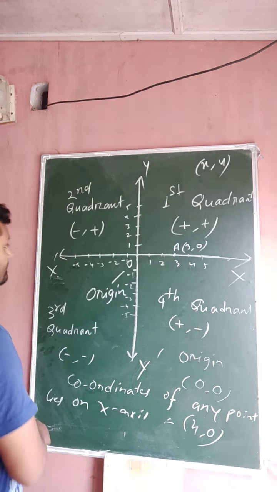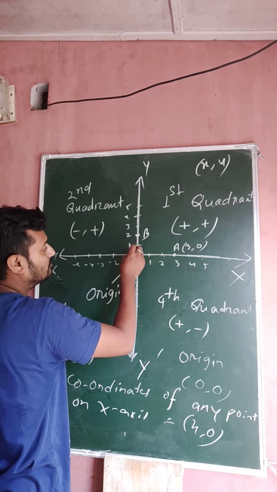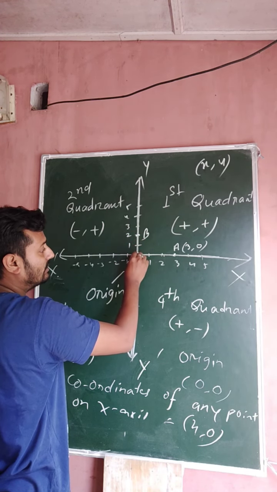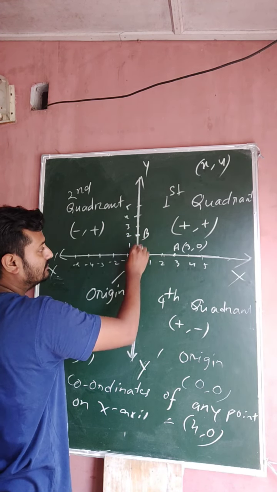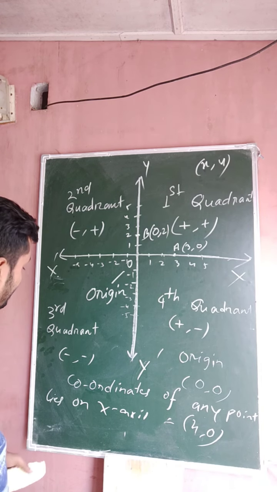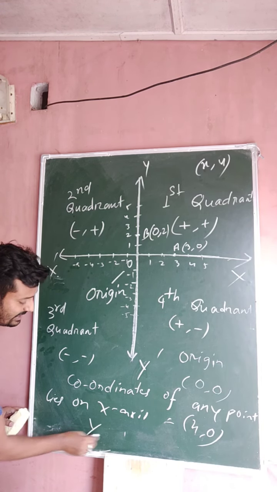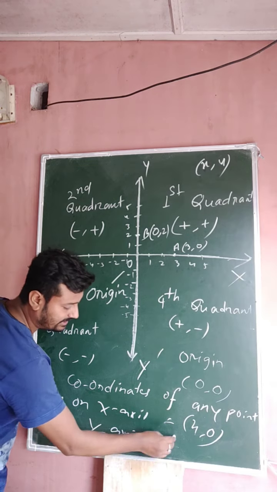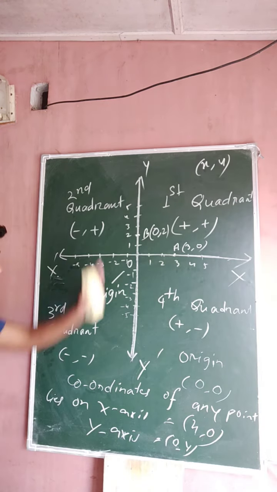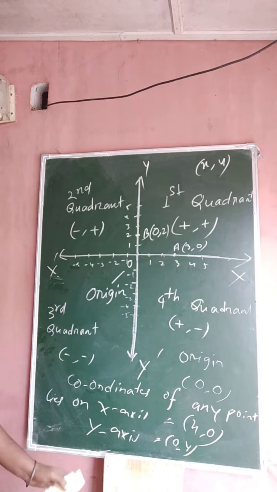Clear? Similarly, suppose you take any point on the y-axis. Suppose this point is B. The value of y is 2, but x is 0, because on the y-axis the value of x is always 0. So it is (0, 2). That means the coordinates of any point on the y-axis can be written as (0, y). On the y-axis the value of x is always 0, and y depends on which value you take.